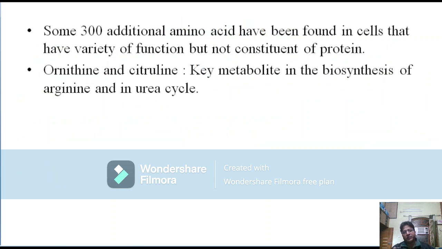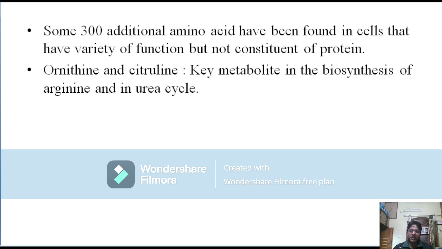So we have discussed these amino acids. We can say there are 22 amino acids which are directly incorporated into proteins, and some amino acids which are modified by chemical modifications. There are also about 300 additional amino acids found in cells, but they are not constituents of proteins, and they have different functions, like ornithine and citrulline.